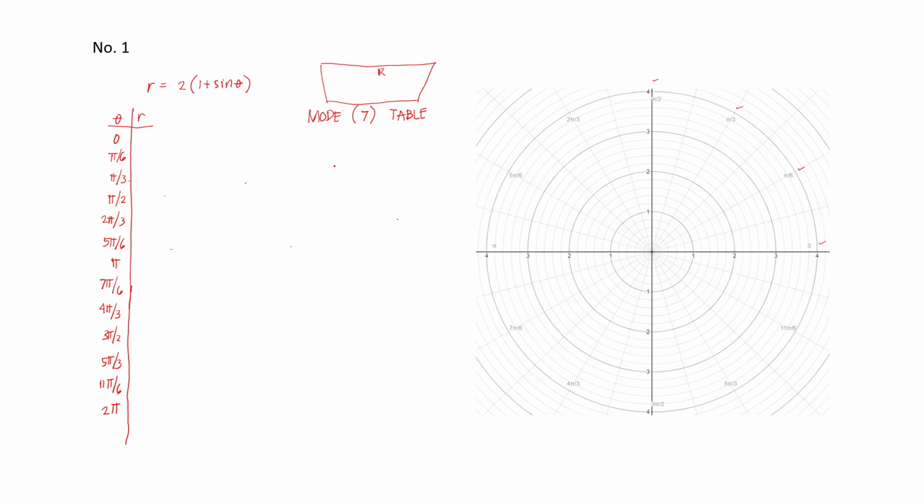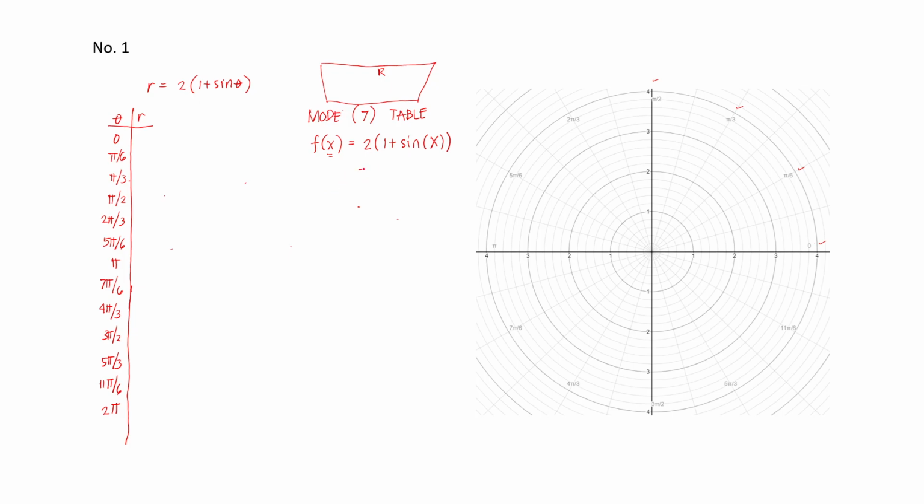Next, after you press mode 7 table, what will appear on your screen is f of x equals something. So you have to input the equation first. Notice that the variable of interest is x, right? Our variable is theta. But since the calculator's default variable is always x, we need to change theta into its corresponding variable in the calculator. So instead of theta, this would become 2 times (1 plus sine, then alpha x), and that would be your equation.